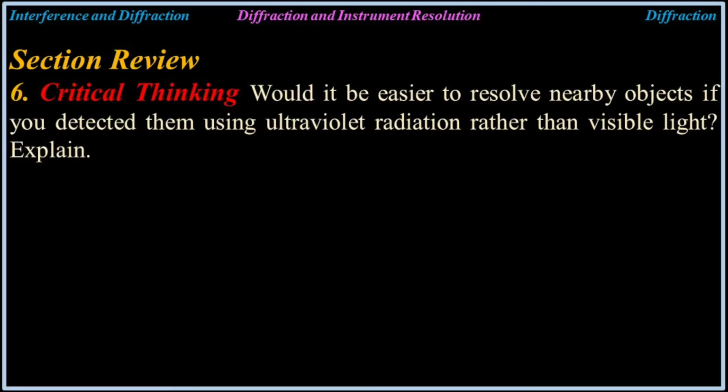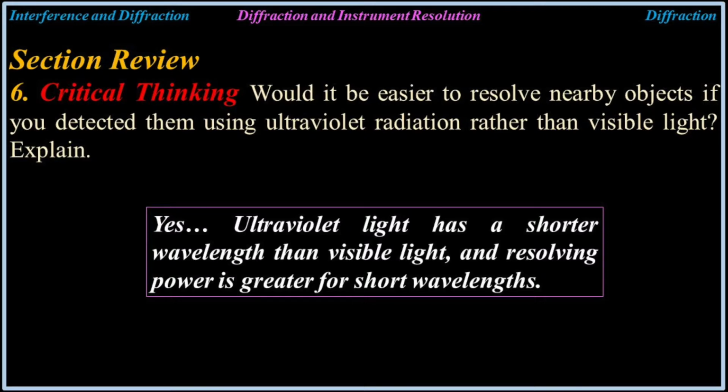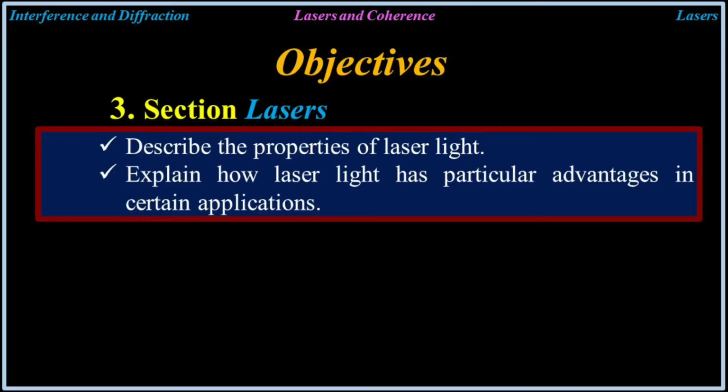Would it be easier to resolve nearby objects if you detected them using ultraviolet radiation rather than visible light? Explain. Yes, ultraviolet light has a shorter wavelength than visible light, and resolving power is greater for short wavelengths. All right, let's start section 3. Lasers. Describe the properties of lasers. Explain how laser light has particular advantages in certain applications.